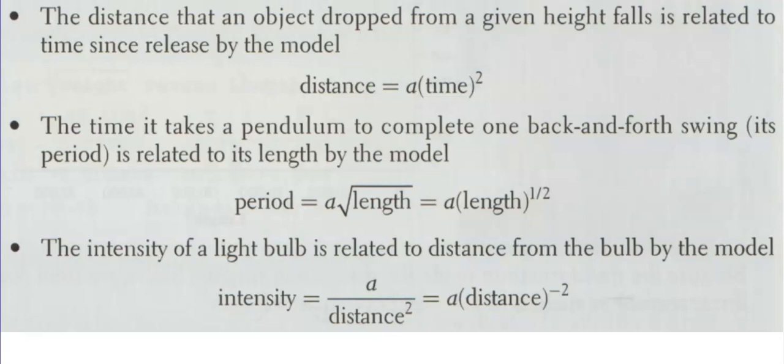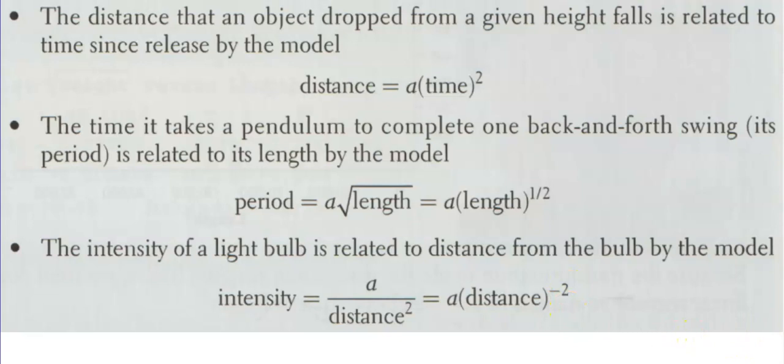So for instance, if we have distance equals a times time squared, you can see a equals a, p equals 2. We can, instead of doing length, do the square root of length. The time it takes a pendulum to complete one back and forth swing is the period. It's related to the length of the pendulum. So a is going to be the number in front of the length, my x, and the p is going to be half. And if we divide by something that's raised to a power, remember that's always a negative exponent. So a is going to be a and p would be -2.